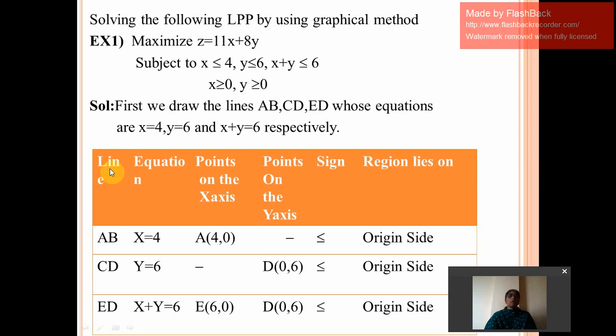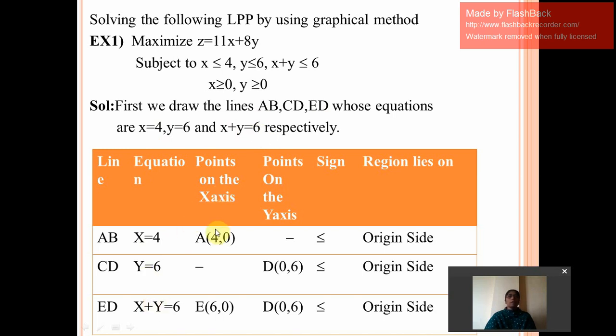Draw table. First column line, second column equation, third point on x-axis, point on the y-axis, next column sign, next column region lies on. Line: three lines AB, CD and ED, and their equations are x is equal to 4, y is equal to 6 and x plus y is equal to 6.